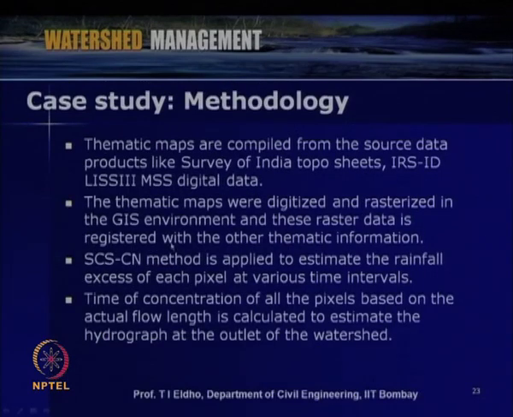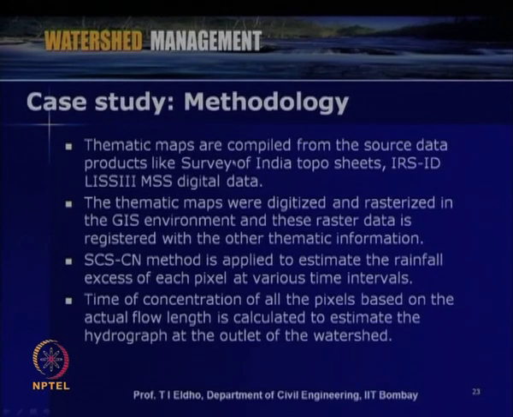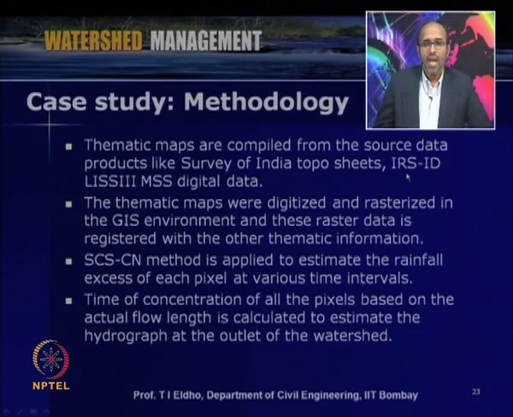The methodology which we used within the GIS environment is explained in this slide. The thematic maps are compiled from the source data products like Survey of India topo sheets and IRS 1D data. Then thematic maps were digitized and rasterized in the GIS environment, and this raster data is registered with the other thematic information. We have already discussed the Soil Conservation Service Curve Number method. That SCS-CN method is used for hydrological modeling here to estimate the rainfall excess of each pixel at various time intervals. Then the time of concentration of all the pixels based on the actual flow depth is calculated to estimate the hydrograph at the outlet of the watershed.